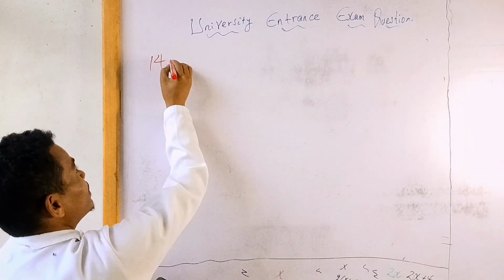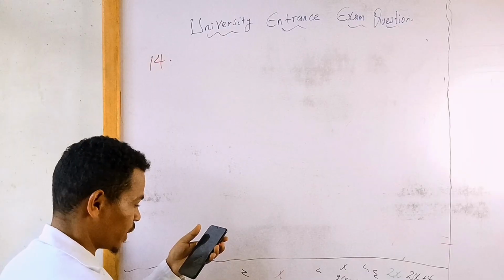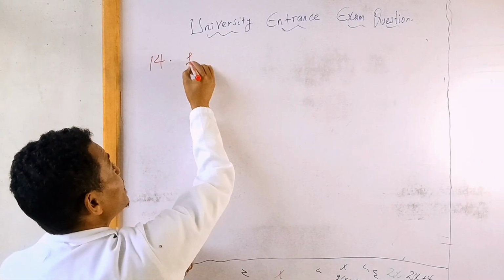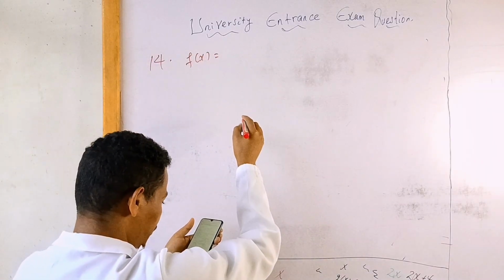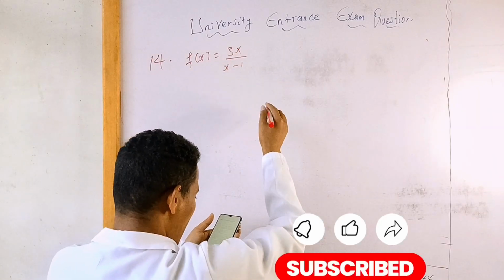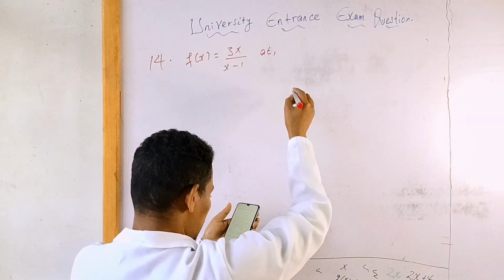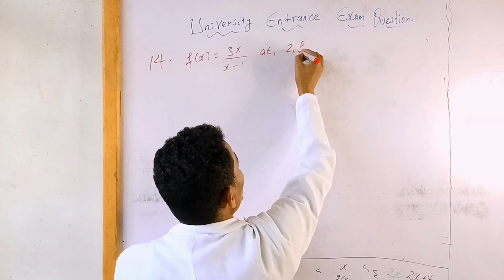Question number 14. Which of the following is the equation of the tangent line to the graph of f of x is equal to 3x over x minus 1 at 2, f of 2?